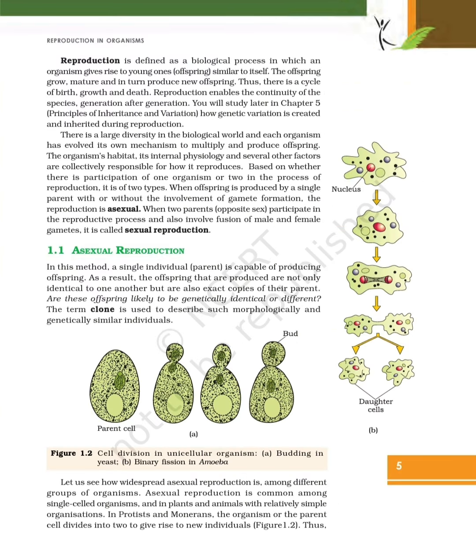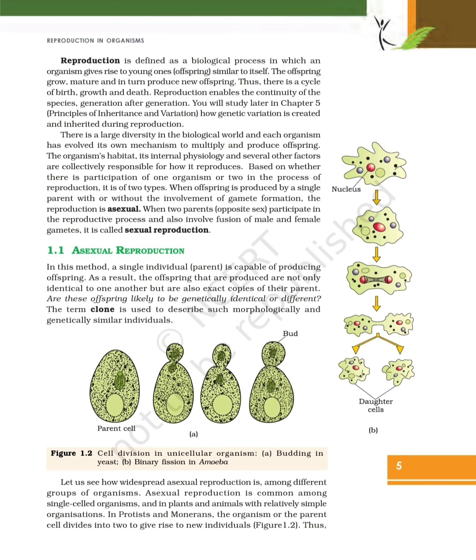Reproduction is defined as a biological process in which an organism gives rise to young ones, that is, offspring, similar to itself. The offspring grow, mature, and in turn produce new offspring. Thus, there is a cycle of birth, growth, and death. Reproduction enables the continuity of the species, generation after generation. You will study later in Chapter 5, that is, Principles of Inheritance and Variation, how genetic variation is created and inherited during reproduction.